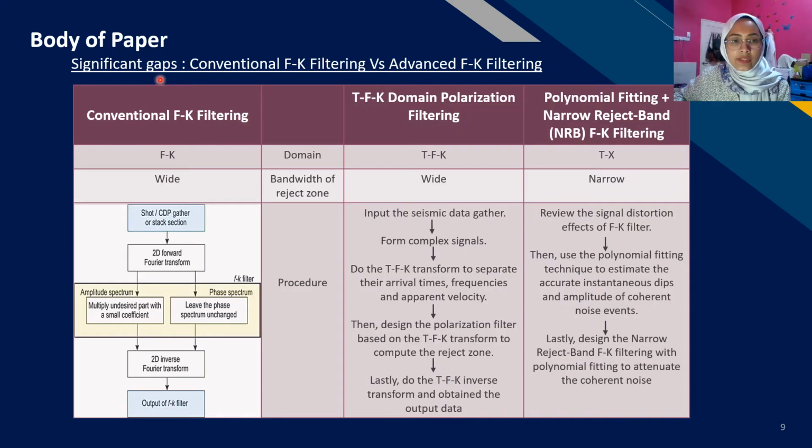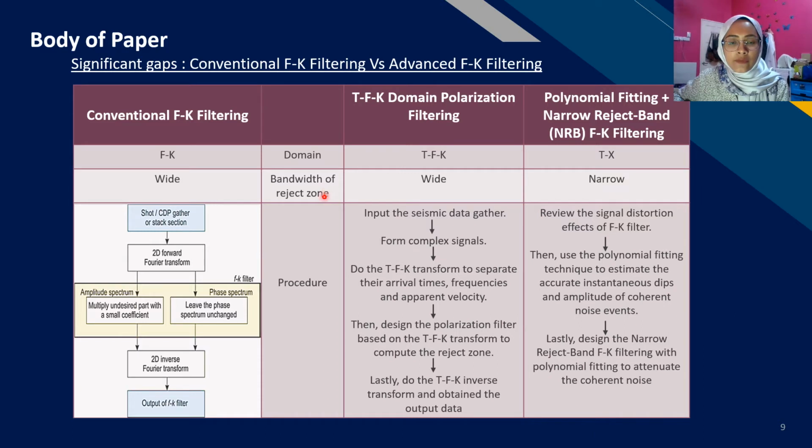Moving on to the significant gaps between the conventional FK filtering versus advanced FK filtering. Their significant gaps are their domain transform, bandwidth of reject zone, and their procedure, followed by the advantages and also their disadvantages. For the conventional FK filtering, they use the FK domain, followed by the TFK domain polarization filtering, they use the TFK domain, and polynomial fitting plus narrow reject band FK filtering, they use the TS domain.